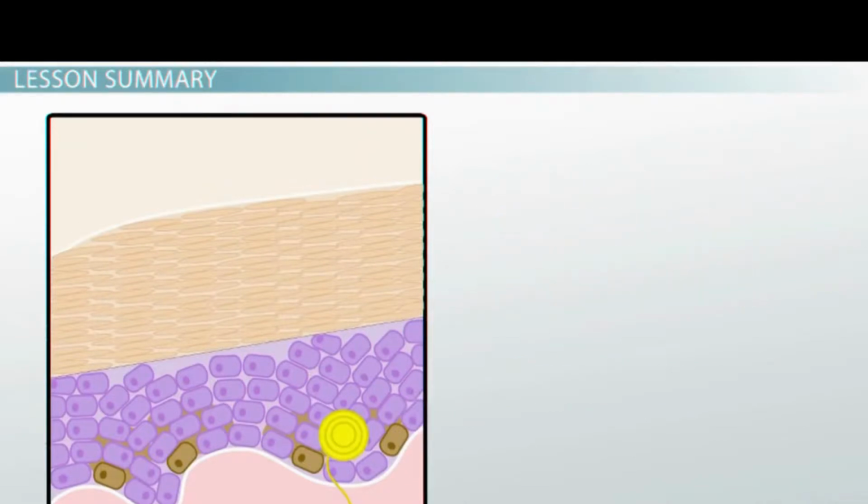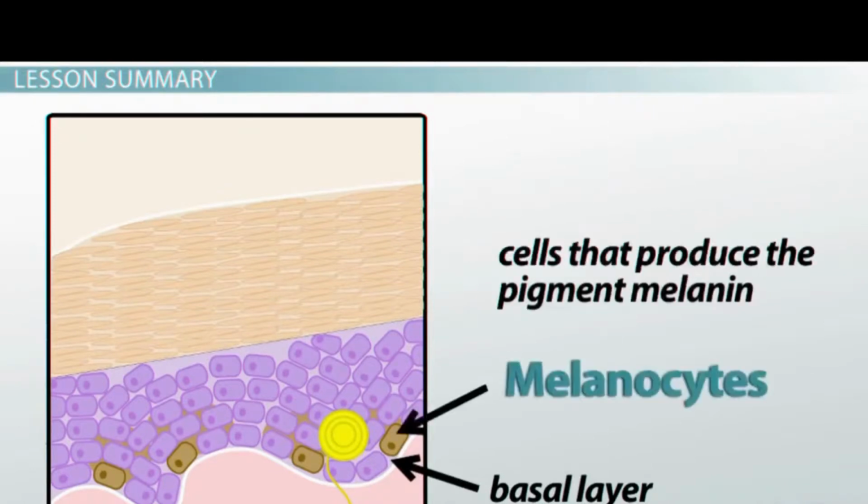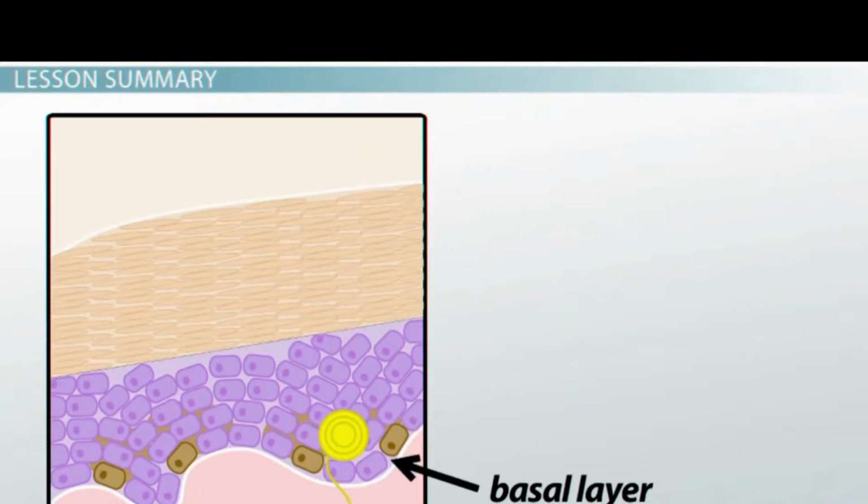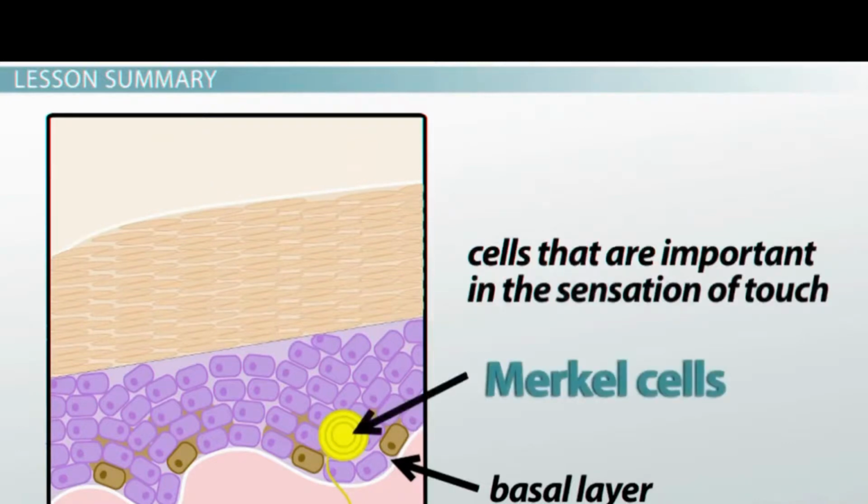Also, within the basal layer of the epidermis, there are cells called melanocytes. These are cells that produce the pigment melanin. Finally, the basal layer of the epidermis also contains cells called Merkel cells, which are cells that are important in the sensation of touch.